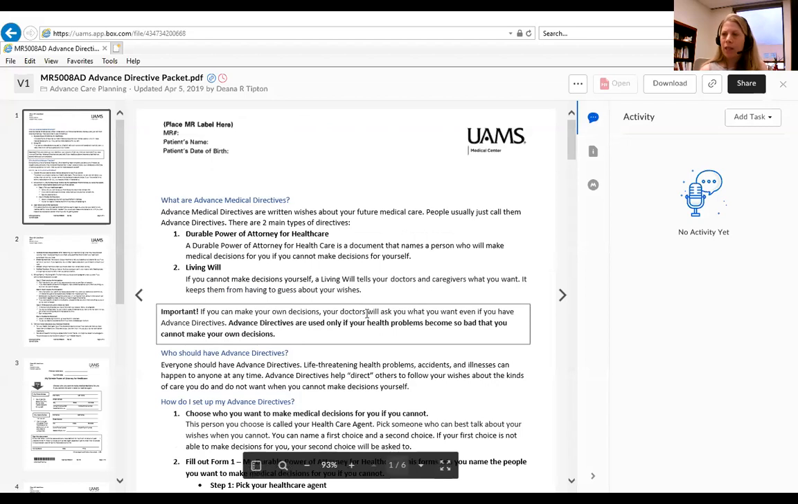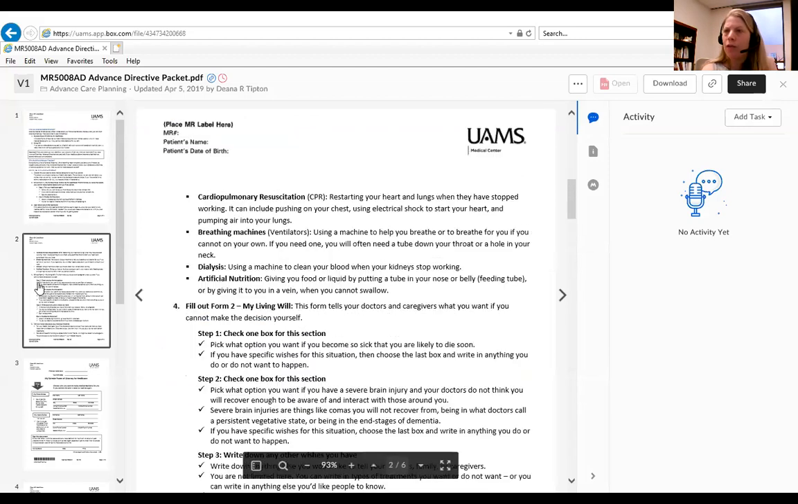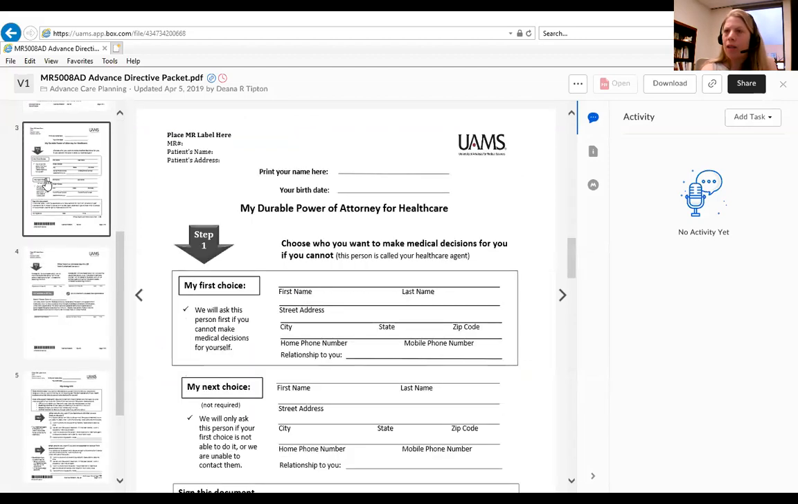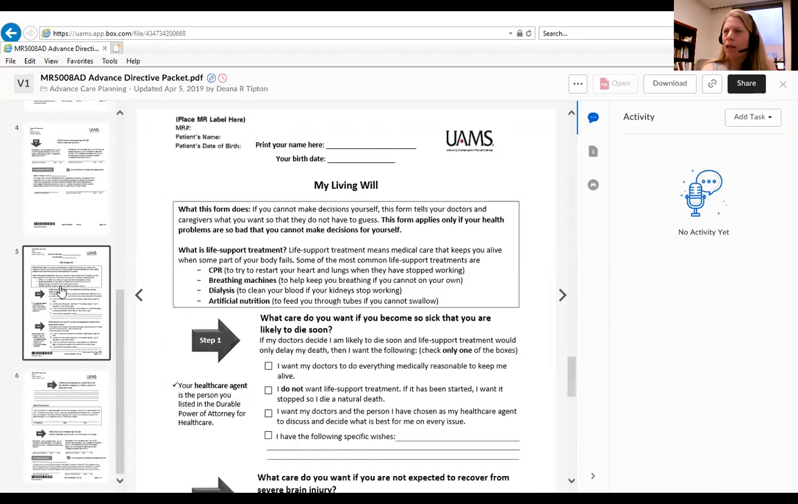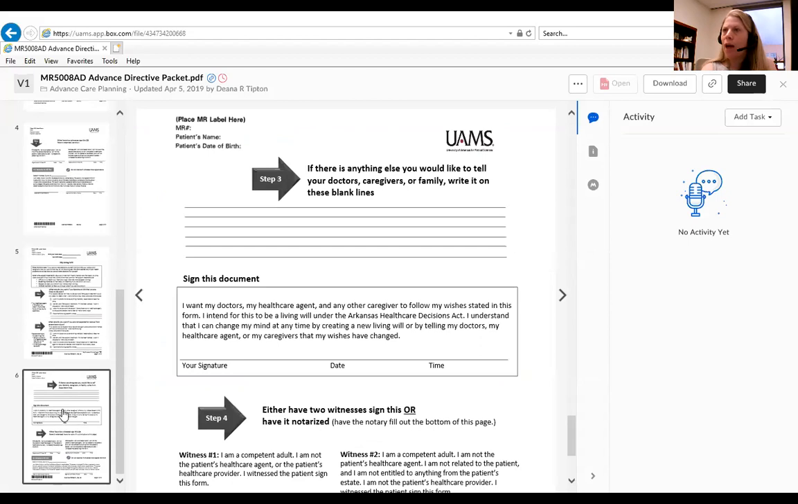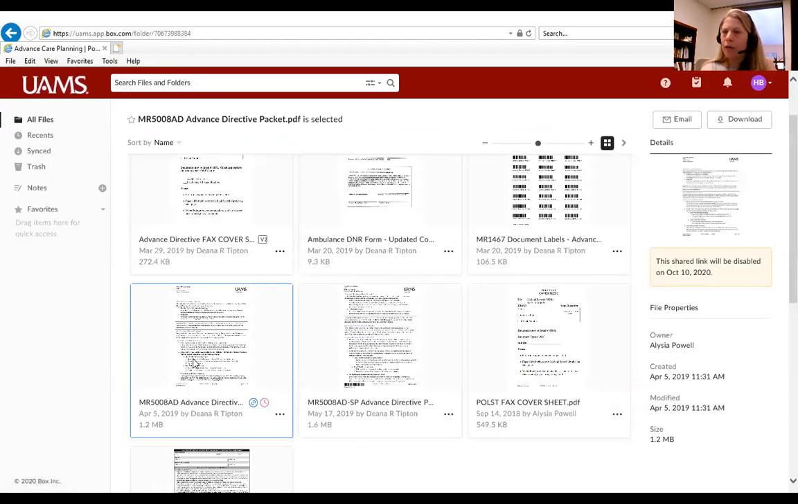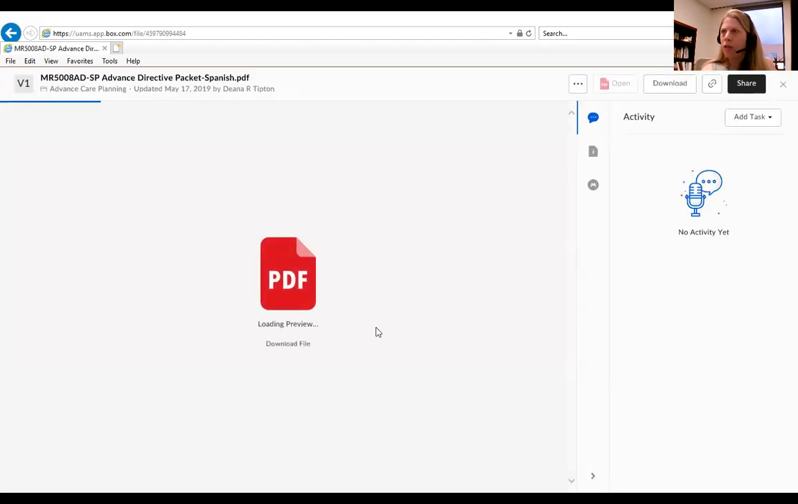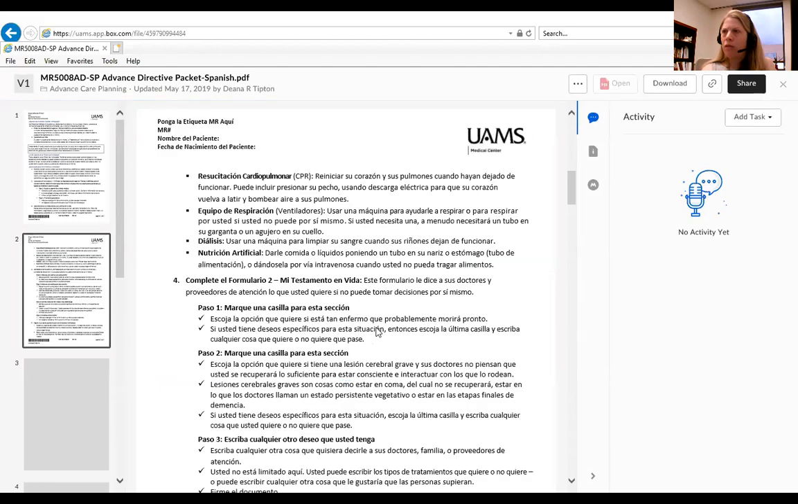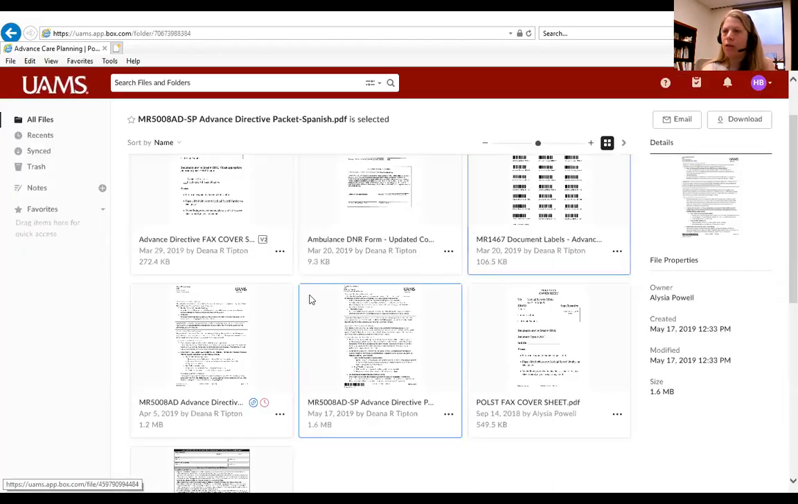This is really easy, and sometimes if you just want to go over this with the patients, that can be really helpful. So that's front and back. And then here's your power of attorney for healthcare, front and back, and then living will, front and back. Okay, so there's your packet for the UAMS Advanced Directive, also in Spanish. So you've got your English version and your Spanish version.